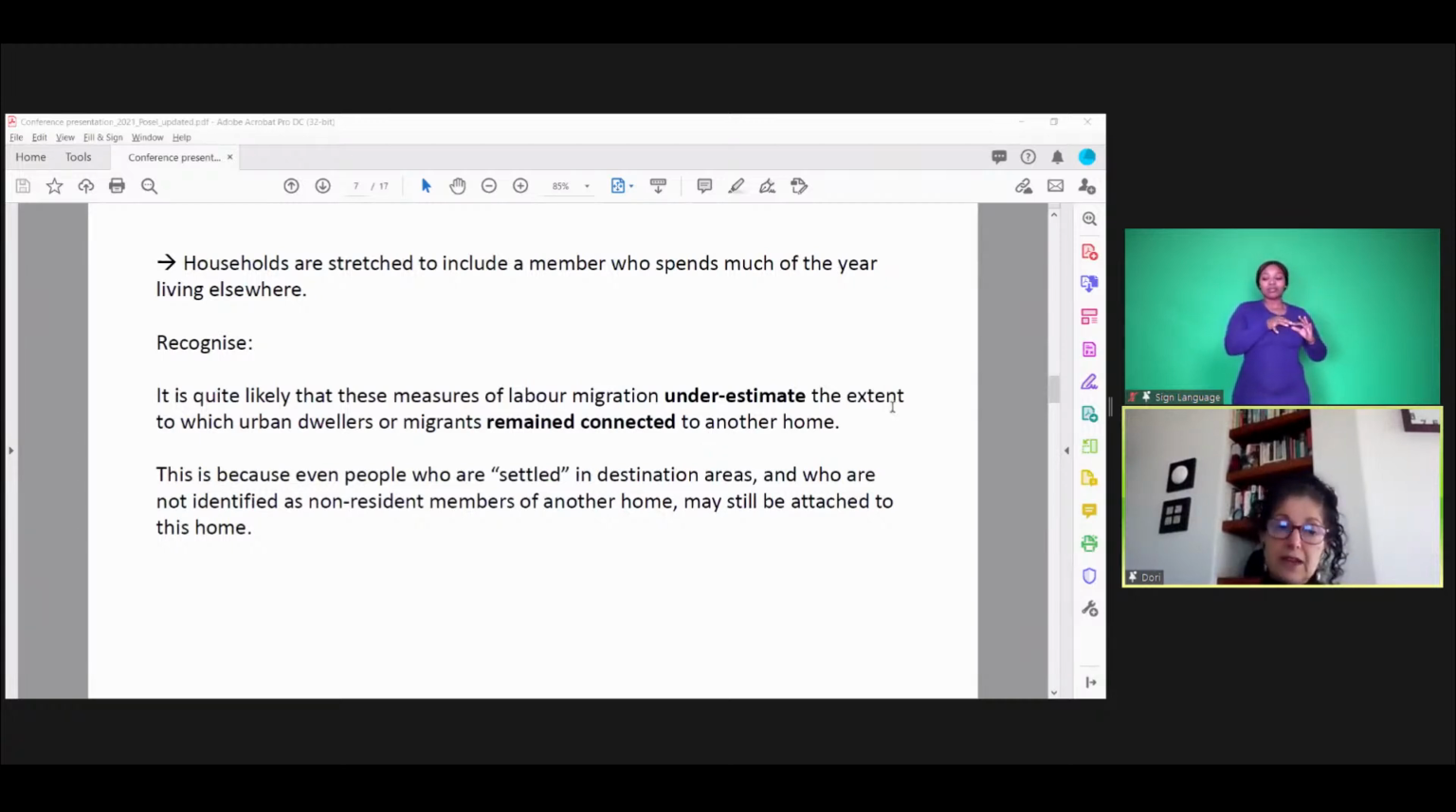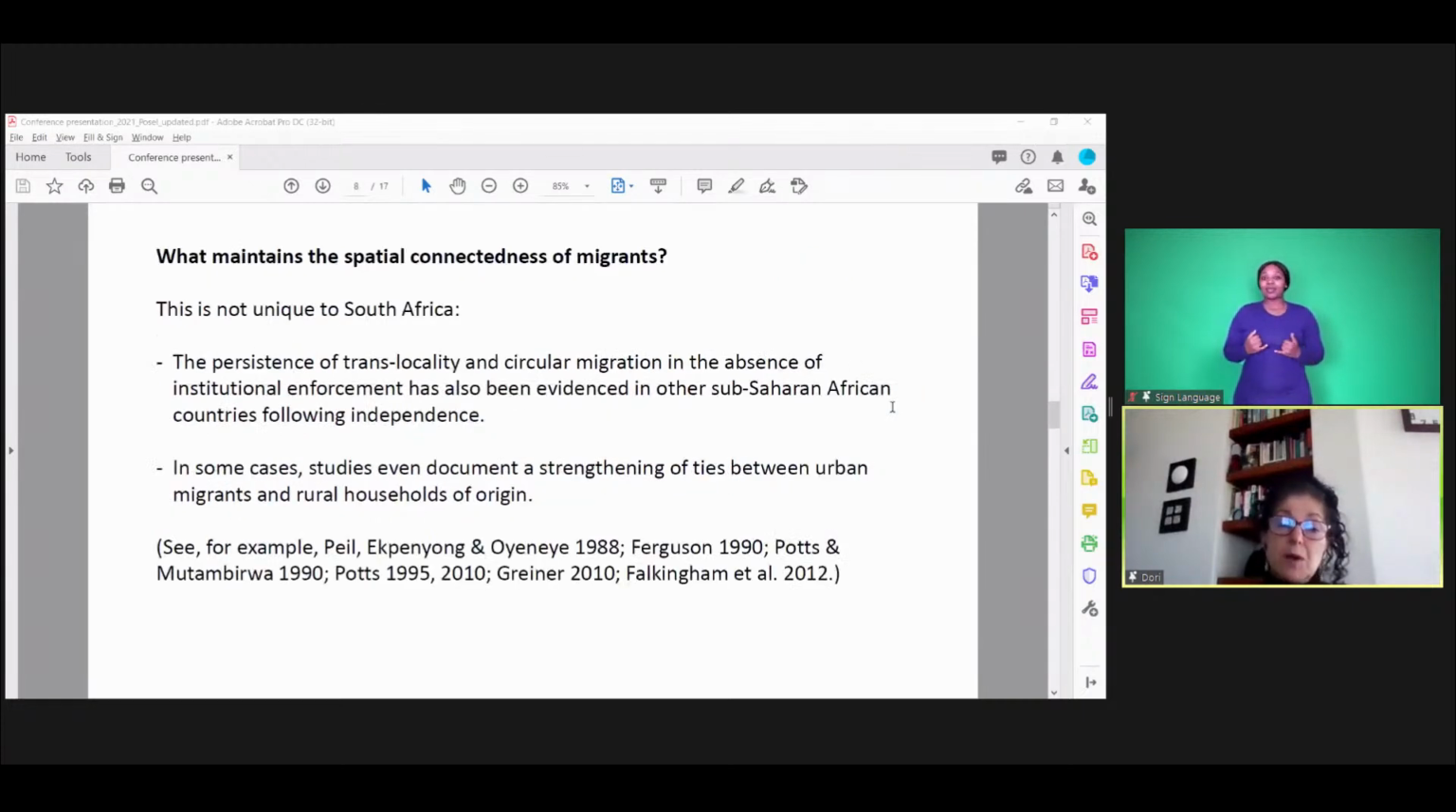But I think we need to recognize that it's quite likely that these measures of labor migration underestimate the extent to which urban dwellers or migrants more generally remain connected to another home. And this is because even people who are settled and live permanently in destination areas and who are not identified as a non-resident member of another home may still be attached to this home. The question that arises is what maintains the spatial connectedness of migrants, particularly in the post-apartheid period.